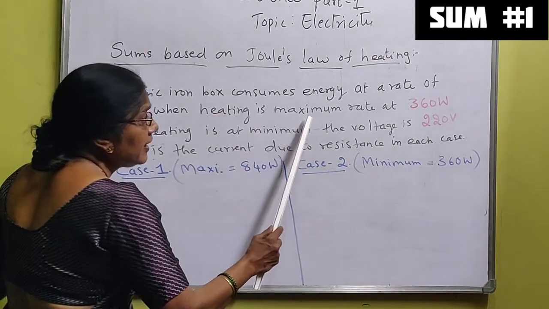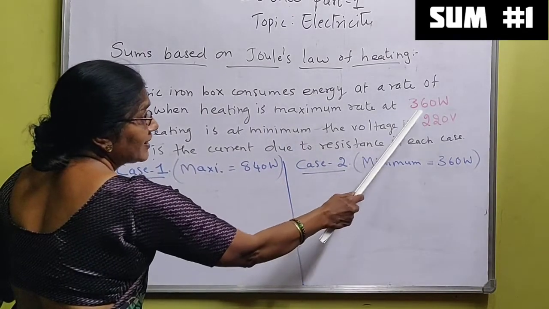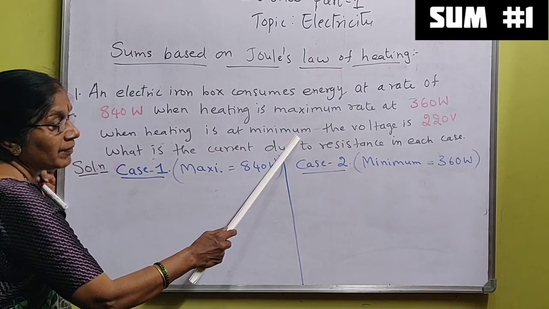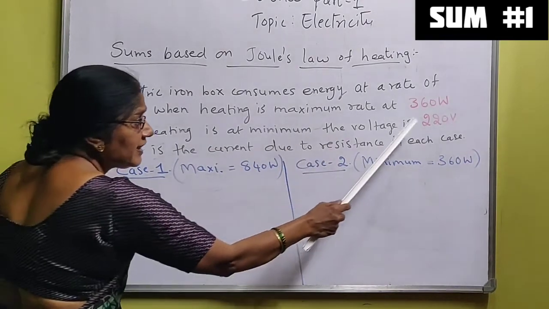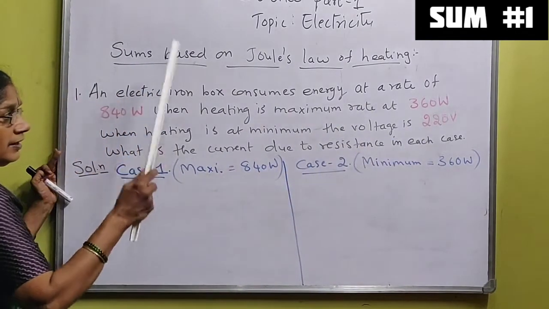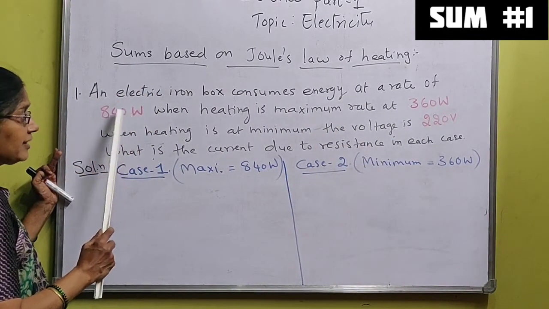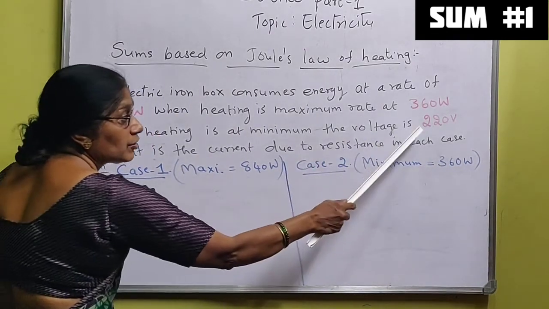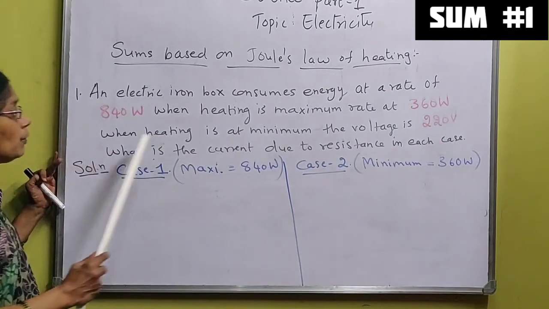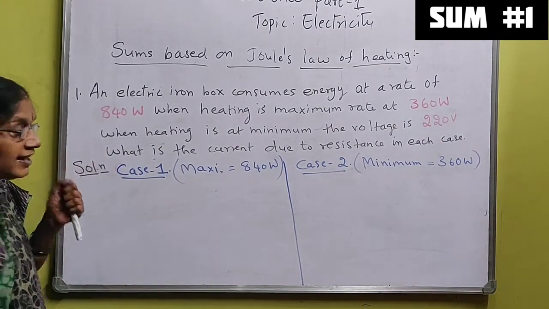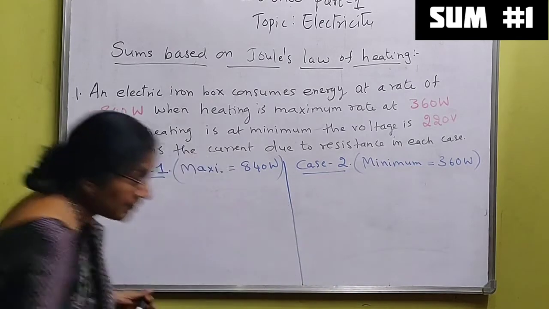And when heating is at minimum, it is 360 watt. The voltage is 220 volts. So the voltage is the same: when the heating is maximum, that is 840 watt, the voltage is 220 volt, and for 360 watt also the voltage is 220 volt. You have to find out what is the current due to resistance in each case.